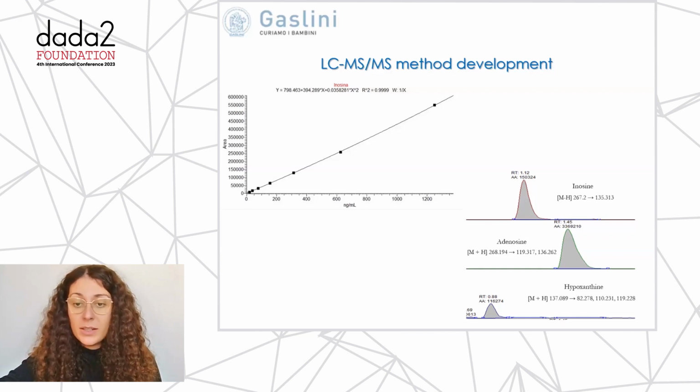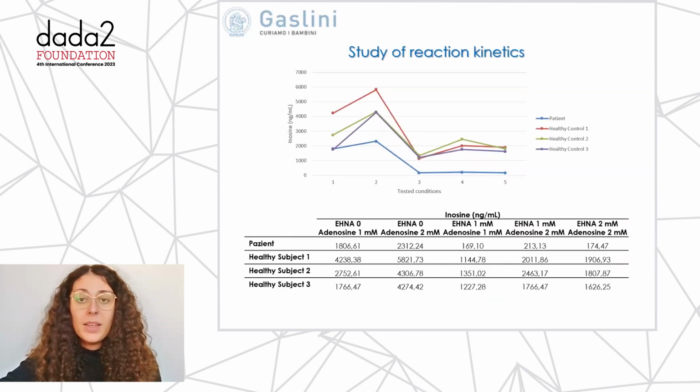As inosine, adenosine, and hypoxanthine have similar chemical structure, we developed an LC-MS method which allowed us to separate the three analytes by chromatography to obtain an accurate result. So here you can see the three chromatographic peaks and the respective MS transitions.